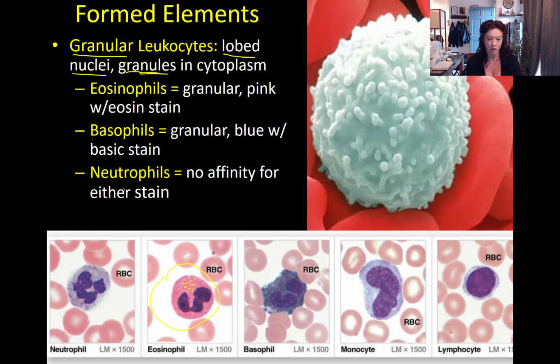Basophils are granular as well. Again, you see all these grains in the cytoplasm. They turn blue with just a basic cellular stain. Eosinophils won't, so that's another way to rule them out.